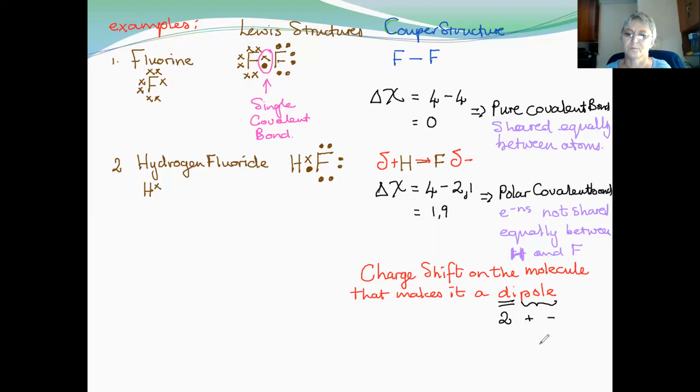Now, the di means two, and pole means there's a positive side to the molecule and a negative side to the molecule. Another thing that we know that has poles is the Earth. It's got a magnetic north pole and a magnetic south pole. So here the idea of the pole is that the one end of the molecule will be positive and the other end will be negative, but they are not ions. It's just the charge shift on the molecule that makes it a dipole.